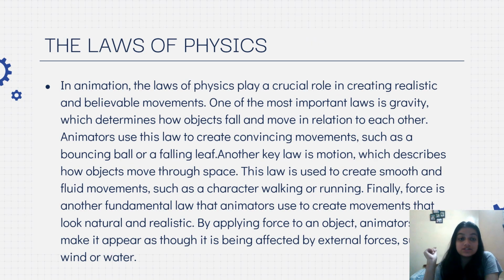Let us now understand the laws of physics. In animation, the laws of physics play a crucial role in creating realistic and believable movements. One of the most important laws is gravity, which determines how objects fall and move in relation to each other. Animators use this law to create convincing movements such as a bouncing ball or a falling leaf. Another key law is motion, which describes how objects move through space. This law is used to create smooth and fluid movements, such as a character walking or running.